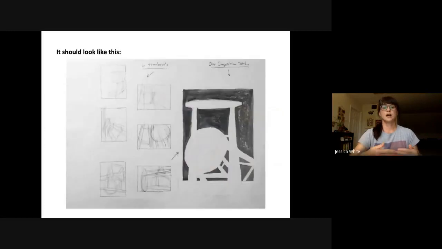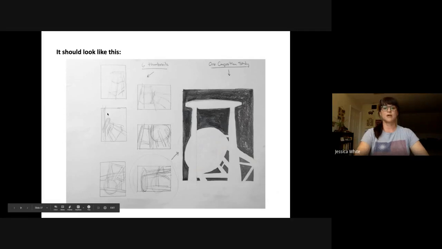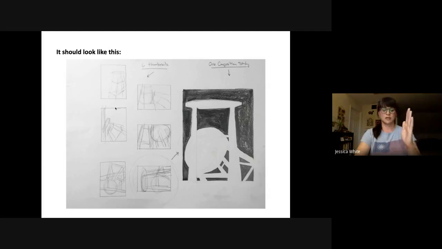So the finished assignment should look kind of like this. Take a large sheet of paper, put your 6 thumbnails along one side and the one composition study on the other. Notice that I have 3 vertical thumbnails and 3 horizontal thumbnails. The vertical ones are called portrait orientation, and the horizontal ones are called landscape orientation.